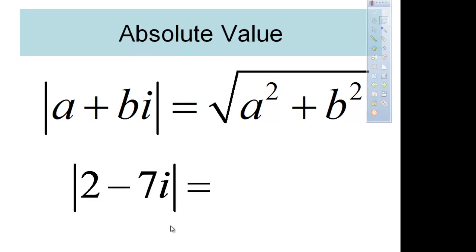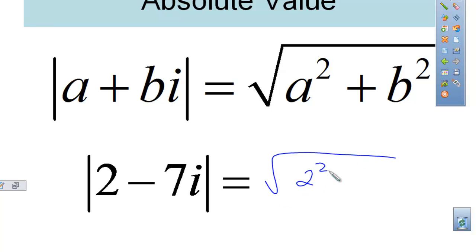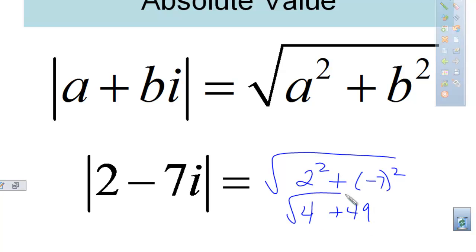Let's find the absolute value of this one. So I've got 2 minus 7i. We'd take the square root of 2 squared plus, it's like saying negative 7 squared, because b is negative 7 here, so this would be 4 plus 49, the square root of that, square root of 53. And again, I can't really simplify that, so you could just leave it like that because it's not a perfect square, and there aren't any perfect squares I can divide out of there.